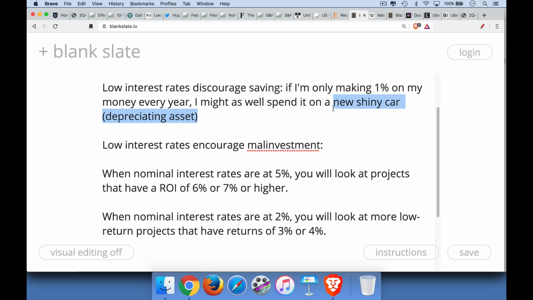At the corporate level, low interest rates encourage what a lot of Austrian economists call malinvestment, where mal just means bad investments. So when nominal interest rates are higher, let's say interest rates are at 5 or 6% like they used to be in the late 90s, early 2000s, if you're borrowing at 5%, you're only going to look at projects that have higher returns on investment than the interest rate you're paying. So you'll look at really interesting projects that may have returns of 6 or 7% or 10% or 20% or whatever it is.